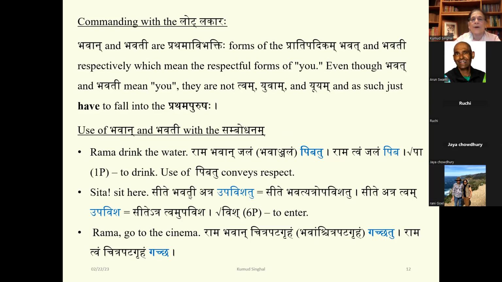So Site bhavati atra upavishatu. Here, or you could say Site atra tvam upavisha, right? If you want to use it as a sign of respect, then you will say upavishatu, or upavisha. You could use either of these two. Again, the same example here.